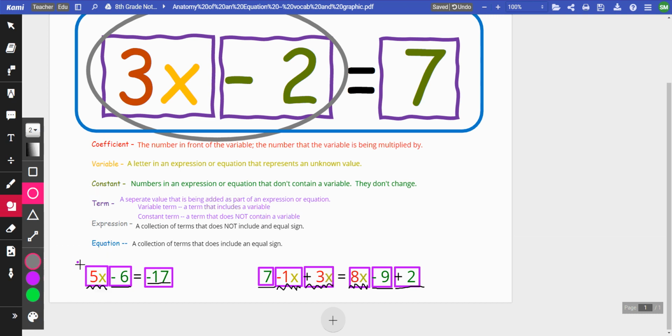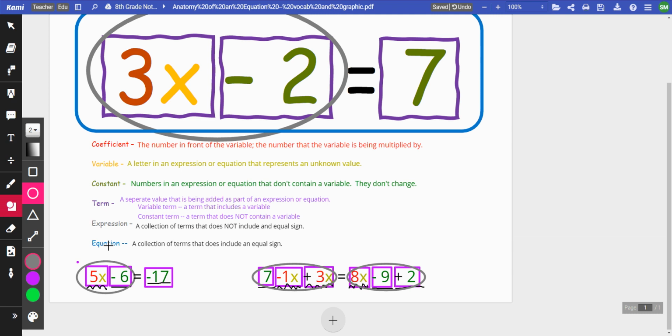Okay, I got a gray circle. I'm going to put a gray circle around my 5x minus 6. That's an expression. I'm not going to around -17 because that's just a constant. But all this stuff, I have 3 terms on the left side of this equation. That's an expression. And over here I also have 3 terms. Also an expression. So 3 expressions in 2 equations here because I'm not going to call -17 an expression.